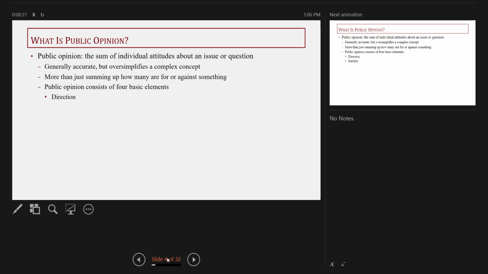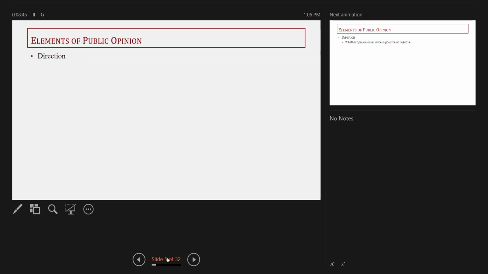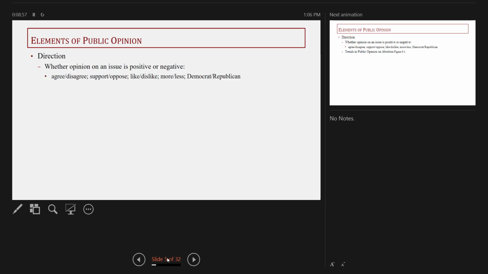The first element of public opinion is direction, and that's the one that we usually talk about. But we also need to understand that public opinion also has a stability component. There's intensity that needs to be taken into account, and there's salience. So, what are these elements? Well, direction, as I've indicated, is the first and most obvious element of public opinion, and that's just the direction of whether opinion is positive or negative about something.